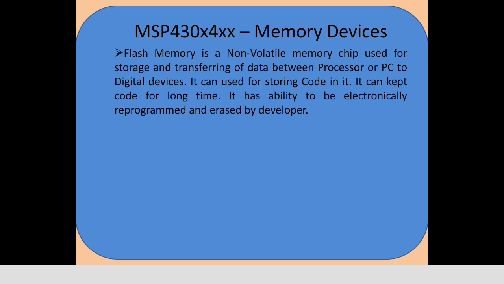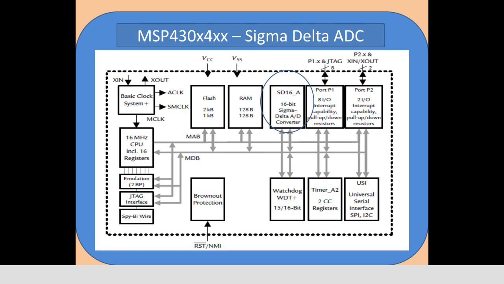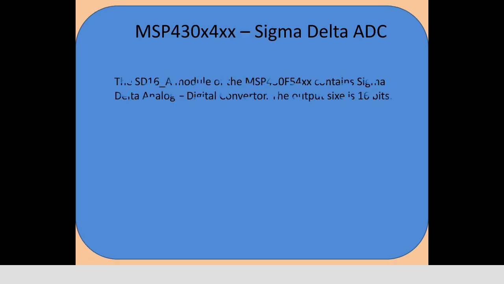Next we can see Sigma Delta ADC. That means it is analog to digital converter. The analog to digital converter converts analog information to digital information. Up to now, what are the microcontrollers we come across? Those microcontrollers can take only digital information, but MSP430-4X can take analog information as an input. For that, that particular analog signal should be converted into digital form.